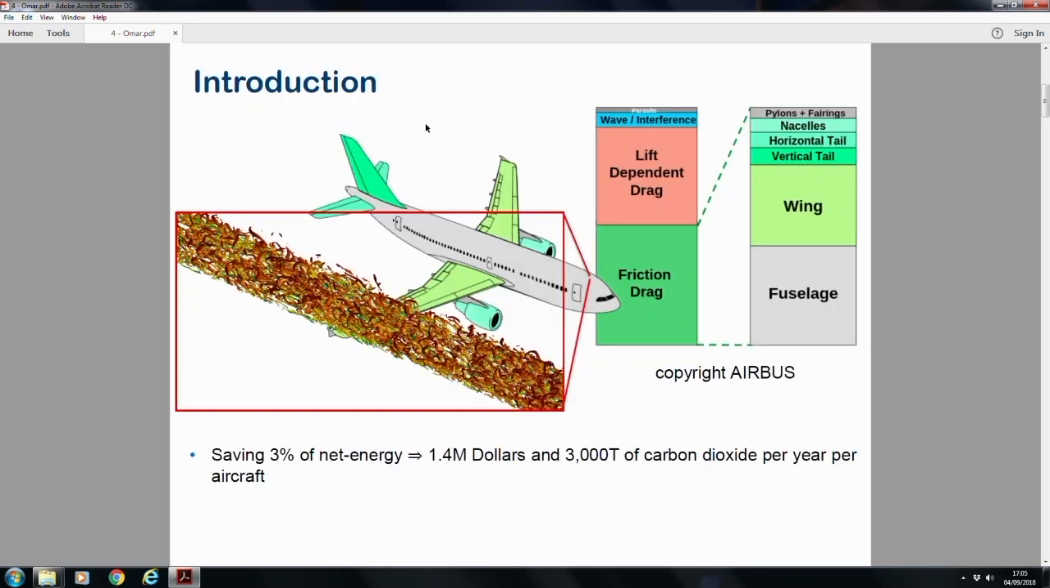It's well known that around 50% of the energy spent by an aircraft is due to skin friction, and most of that comes from the wing and the fuselage. If we successfully reduce the net energy of the aircraft by 3%, we can save millions of dollars and tons of carbon dioxide emissions per year for just one aircraft.